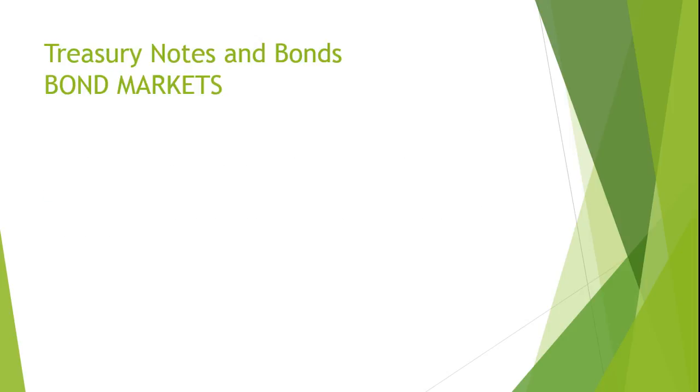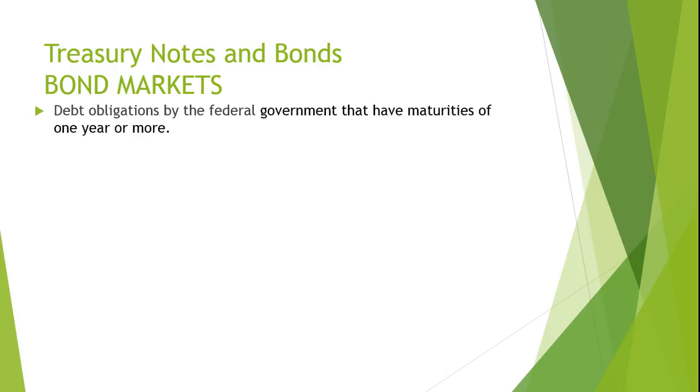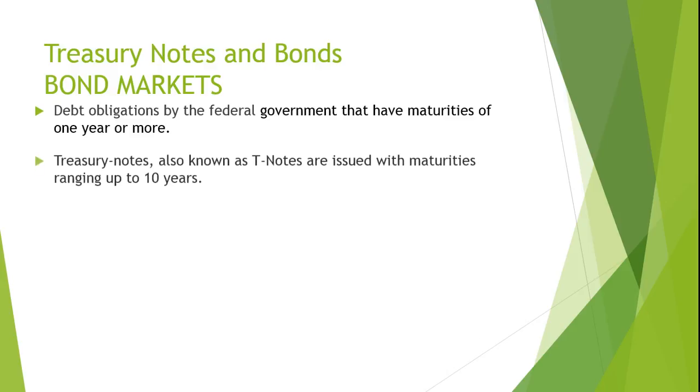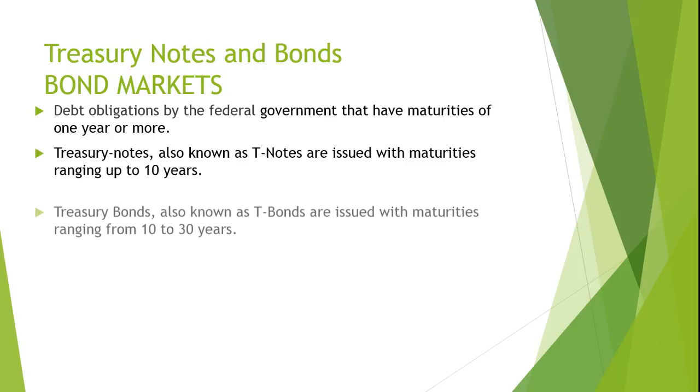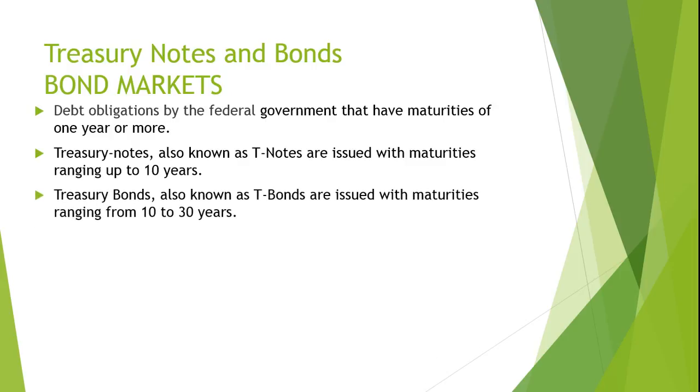Treasury notes and bonds are debt obligations by the federal government that have maturities of 1 year or more. The federal government usually borrows money by issuing Treasury notes and bonds. Treasury notes, also known as T-notes, are issued with maturities ranging up to 10 years. Treasury bonds, also known as T-bonds, are issued with maturities ranging from 10 to 30 years. Both are usually issued in denominations of $1,000.